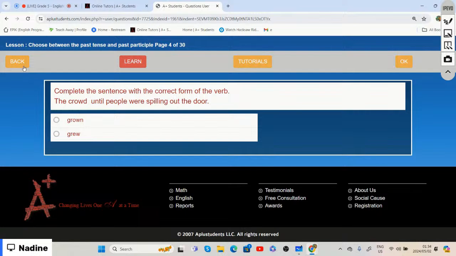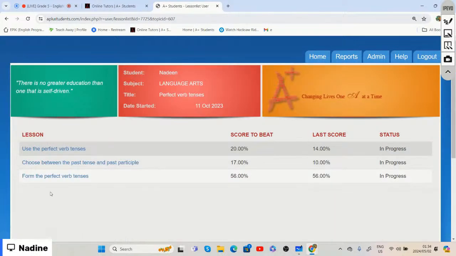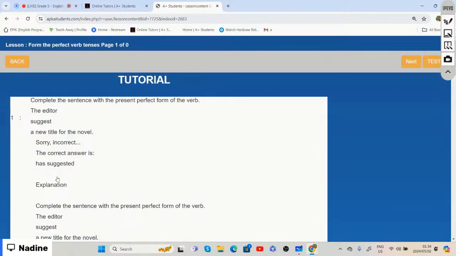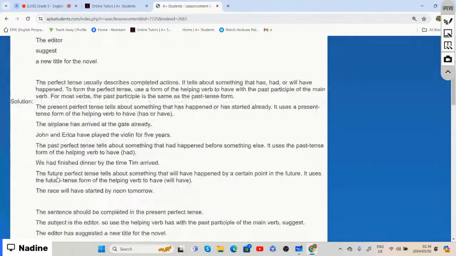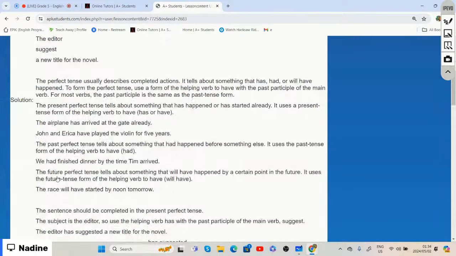All right. So that was the past tense and past participle, right? So now we're going to form the perfect verb tenses. And we said perfect verb tenses usually describe completed action. It tells about something that has, something that had, or something that will have happened. And to form the perfect tense, we need to use a form of the helping verb to have with the past participle of the main verb. For most verbs, the past participle is the same as the past tense form.